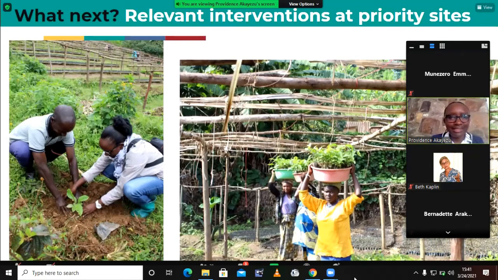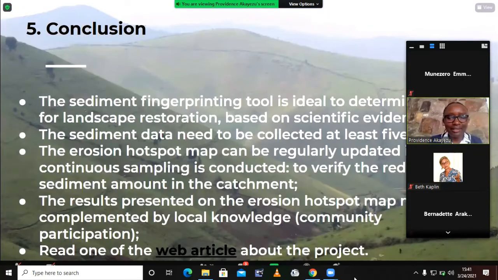So this is the last slide, and the tool is ideal to build on science-based results and conduct interventions on land protection. But the erosion hotspot map can be validated or reproduced regularly, where you would keep collecting the data.